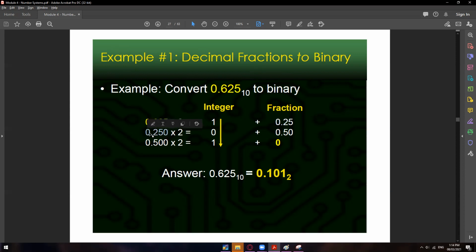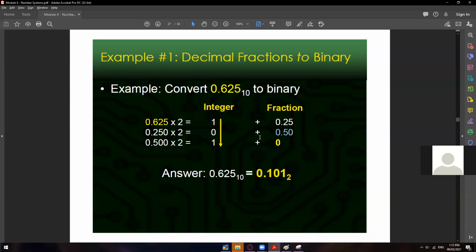So put it right here, 0.25 times 2 is equal to 0.5. So 0 right here and then 0.5 on the fraction. Just keep on copying this one, 0.5 times 2 is equal to 1, and then 0, of course. Once we have a value of 0 on the fraction part, that's the time that you will stop multiplying.